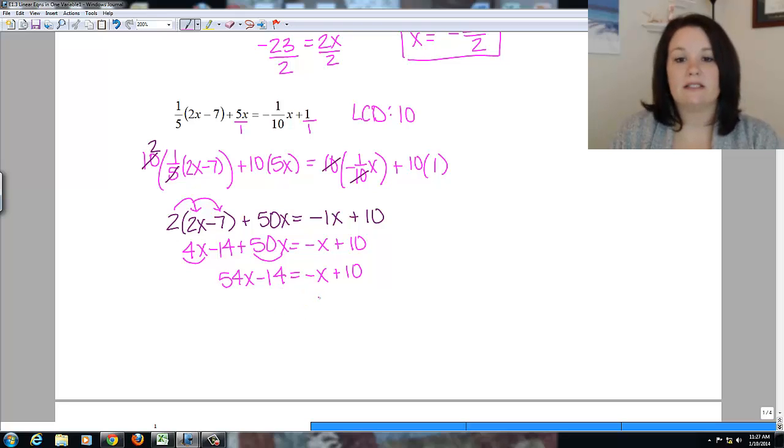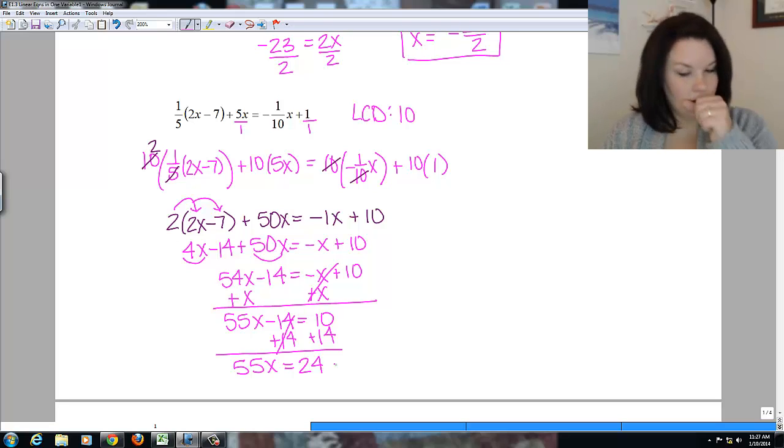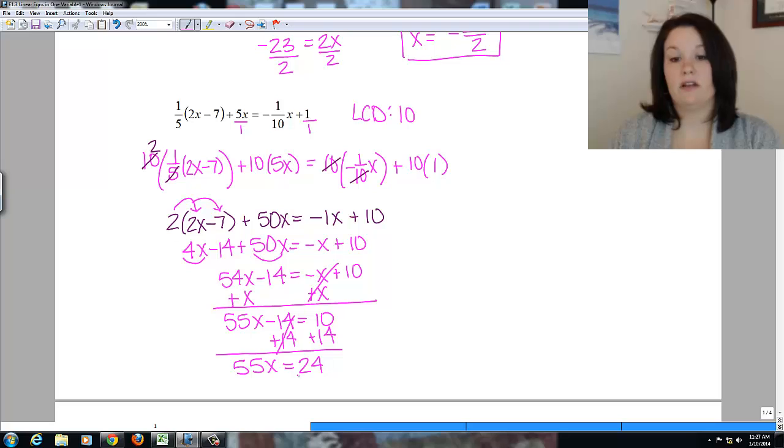And then I'm going to move my x to the other side. So I add x to both sides, which gives me 55x minus 14 is equal to 10. Then I move my 14 over by adding, which gives me 55x is equal to 24. And then the last thing that I have to do is divide off that 55.